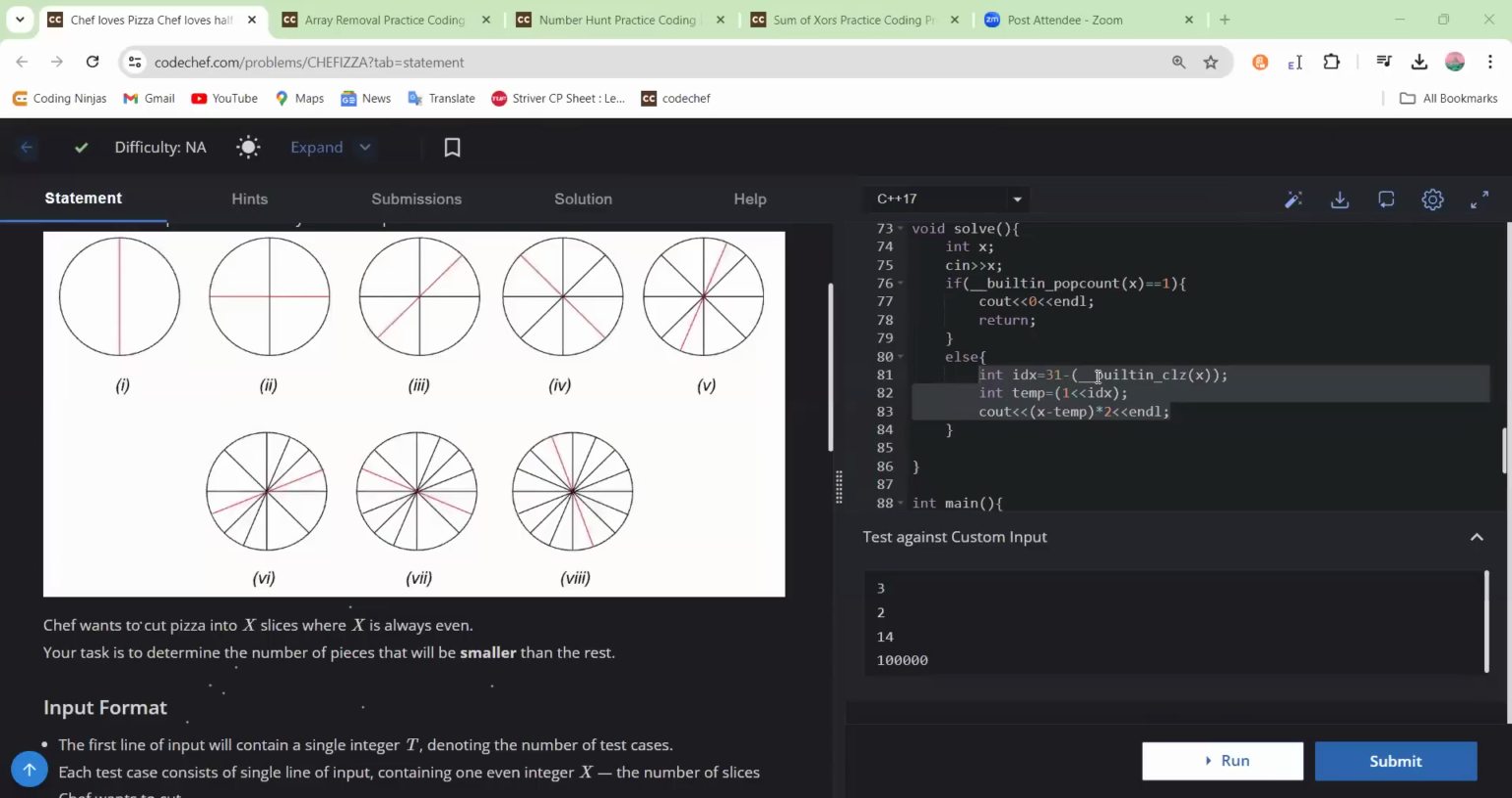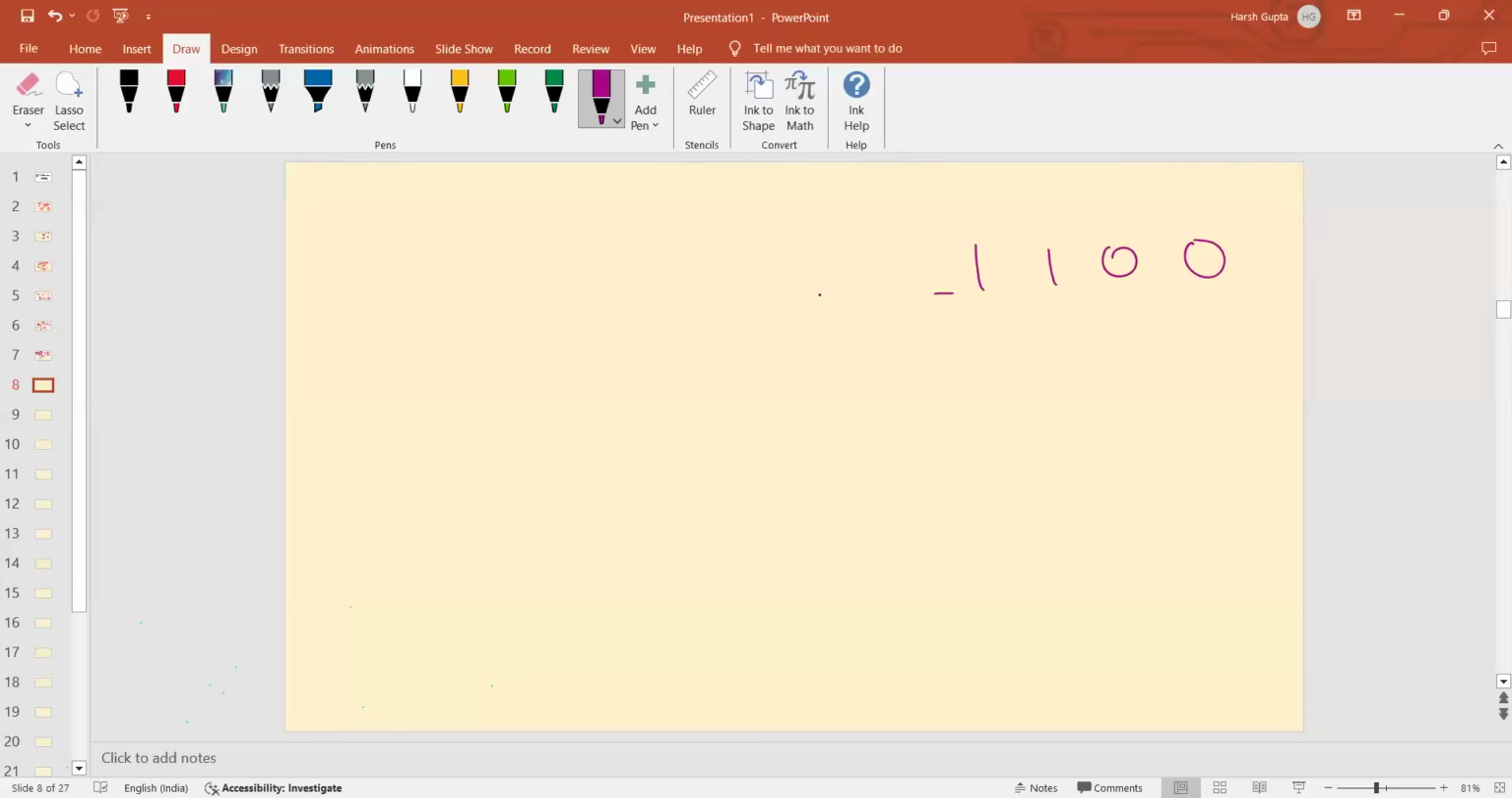Yeah, it actually counts the number of leading zeros. So if you have a number something like this, we know that every integer can be represented in 32-bit form, right? So if we have a number something like 1100, you know that there will be 28 leading zeros present before.